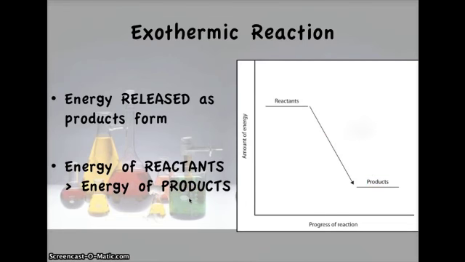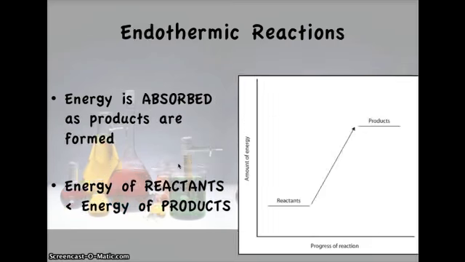So it's important to remember this graph and also the distinguishing characteristics. What about endothermic reactions? When we have endothermic reactions, again, endo means in, so that means the energy is coming into the reaction. So energy is absorbed as the products are formed. So this graph looks a little different.